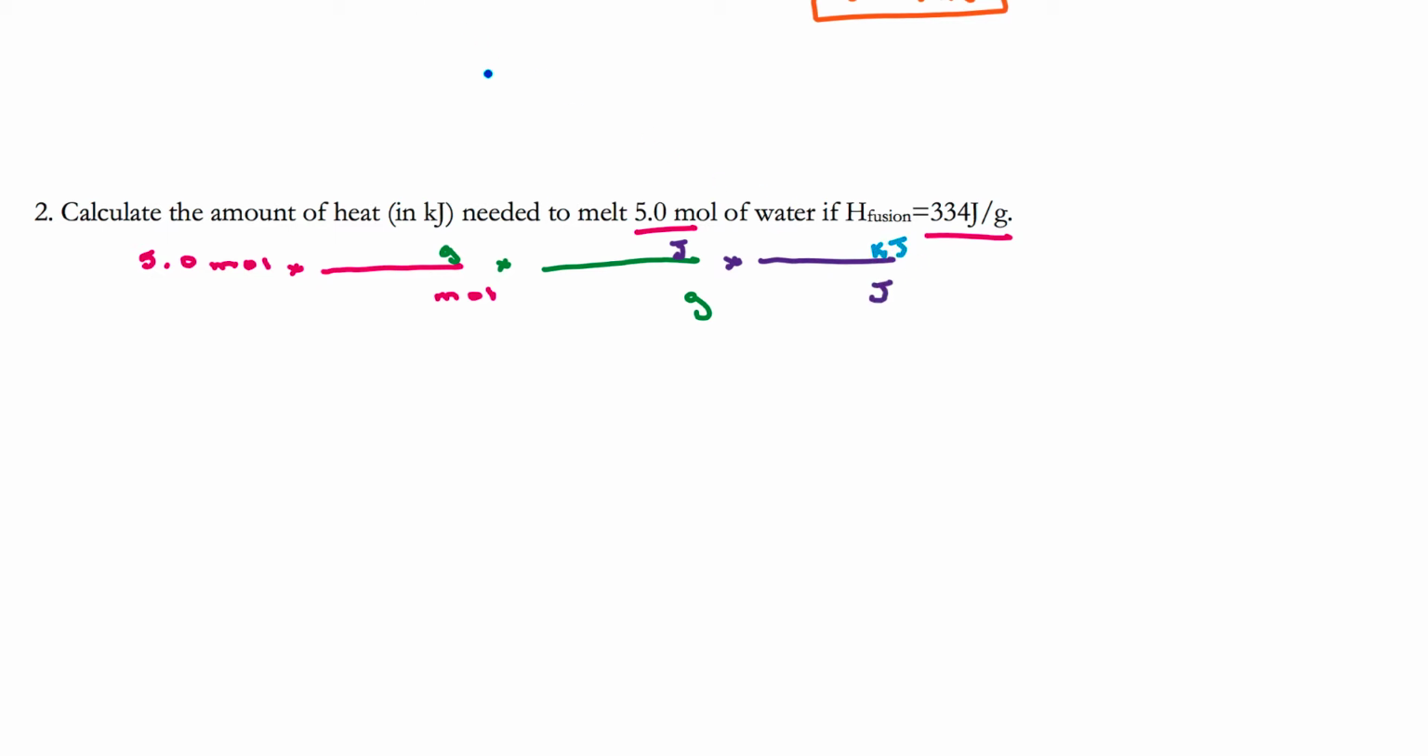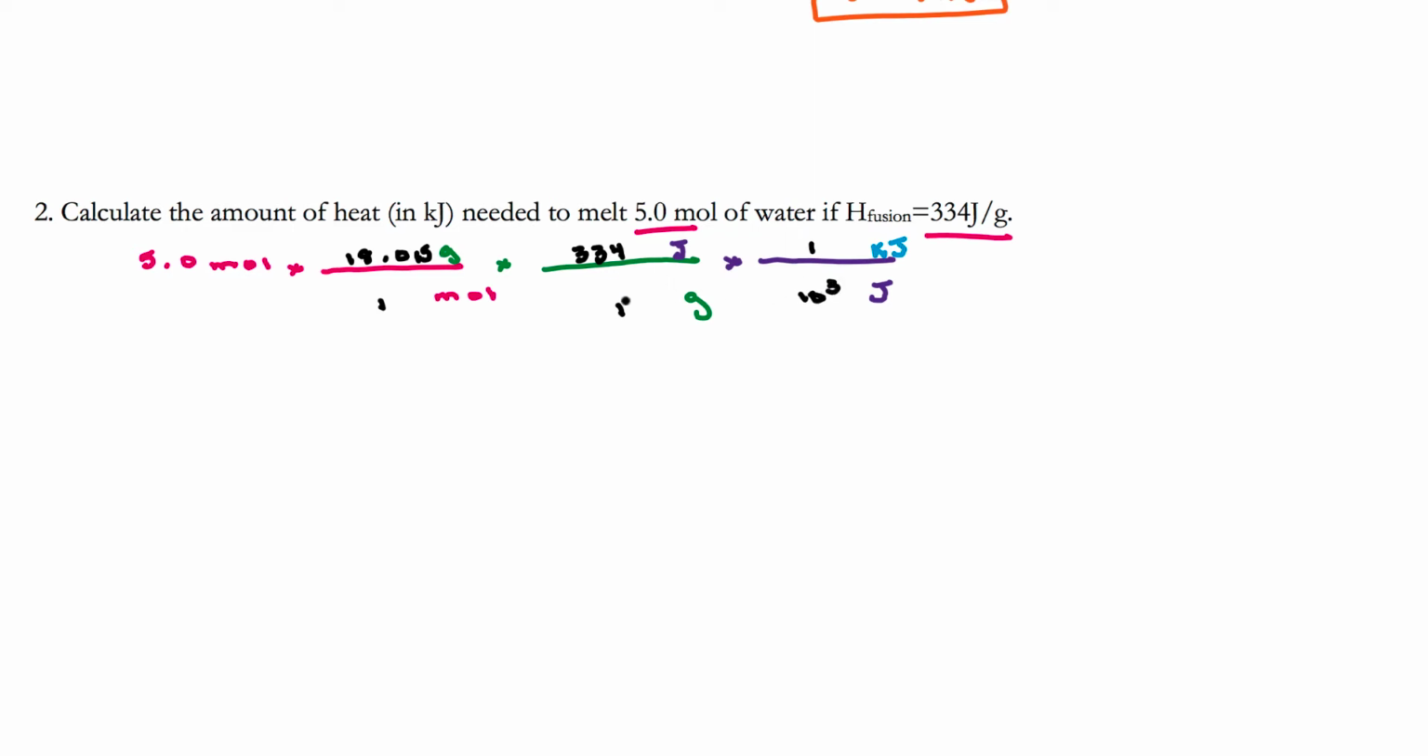Okay, so let's do that. Molar mass of water, because I've got to go from moles into grams. Well, I've got H2O for water. Hydrogen has a molar mass of 1.008 times 2 plus the molar mass of oxygen, which is 15.999, and I get a molar mass of 18.015 grams for every 1 mole. The heat of fusion here is 334 joules for every 1 gram, and then I know that 1 kilojoule is 10 to the 3rd joules.